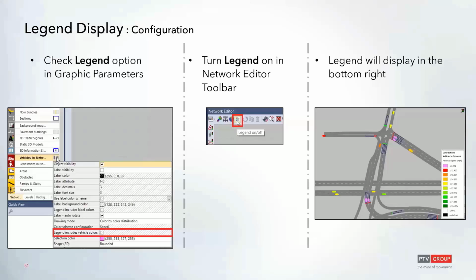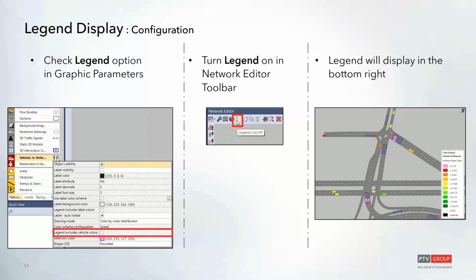So any network object with any color options will contain an item within that graphic parameter window, and it will be titled something like "legend includes," and then something related to that particular object. So in this case, we are looking at the vehicles in the network. You'll see here that particular item is called "legend includes vehicle colors." In here is where you can just check that option, and that will tell Vissim that you want the vehicle coloring to be included in that legend.